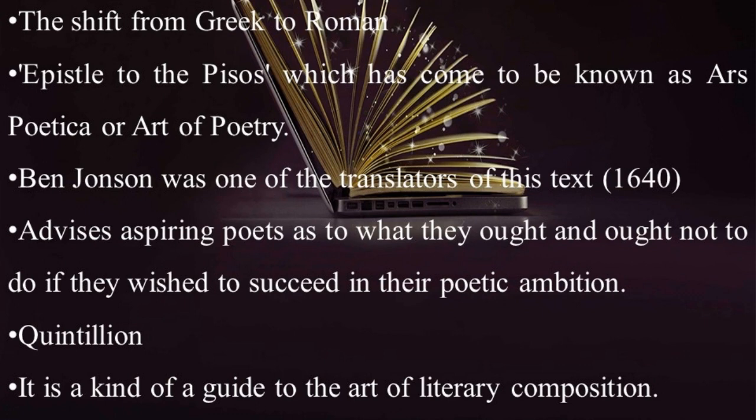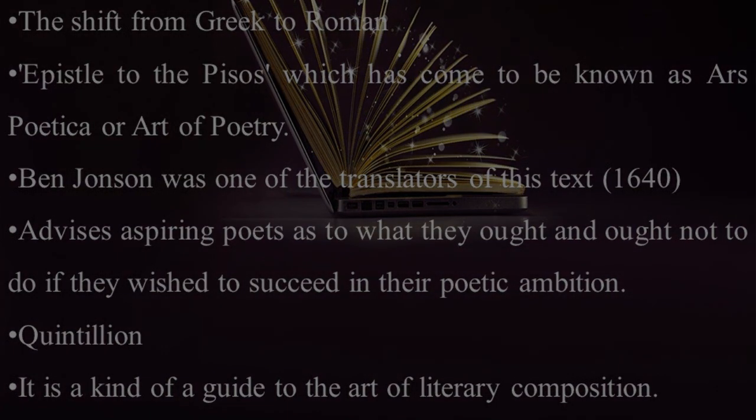This treatise is in the form of a versified epistle addressed to a patron of the arts, Piso, advising aspiring poets as to what they ought and ought not to do if they wished to succeed in their poetic ambition. It is conjectured that the title by which it is known was given to it by Quintilian, who was another Roman rhetorician and literary critic. It is a kind of guide to the art of literary composition.